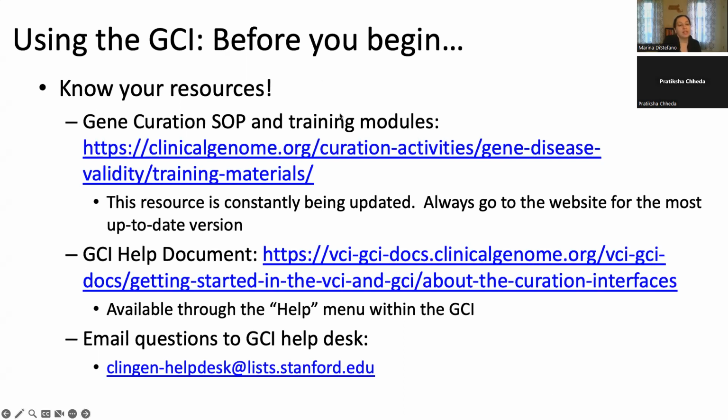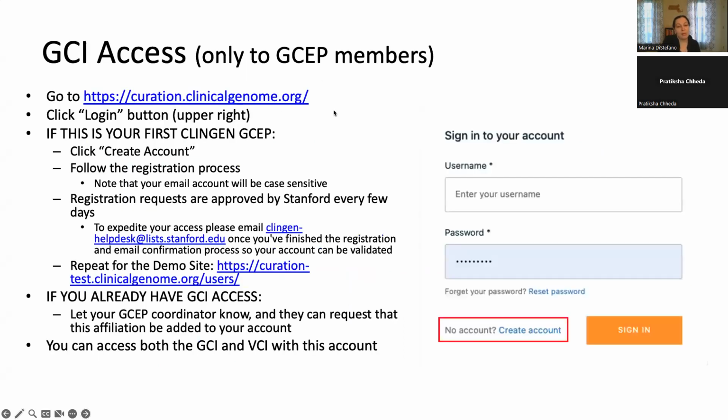Okay, so the GCI is only accessible to members of a gene curation expert panel. The variant curation interface is publicly accessible. Both interfaces are connected. So when you create a login, you'll have access to both the variant curation interface, which if you want to play around in that, that's fine, and the gene curation interface. However, you won't be able to do gene curations until you're added to a GCEP.